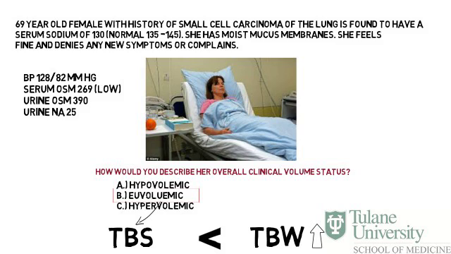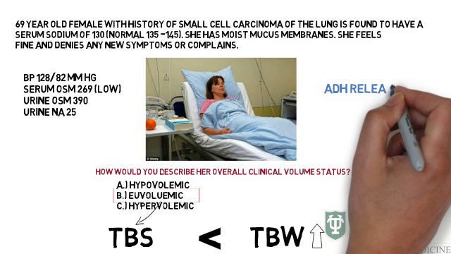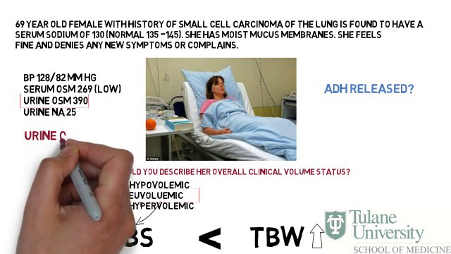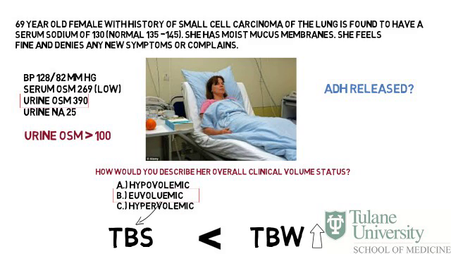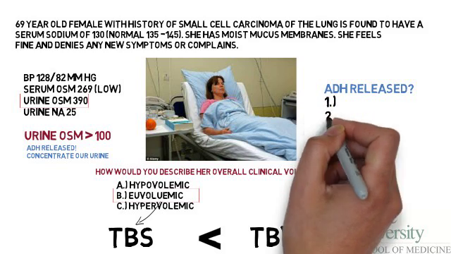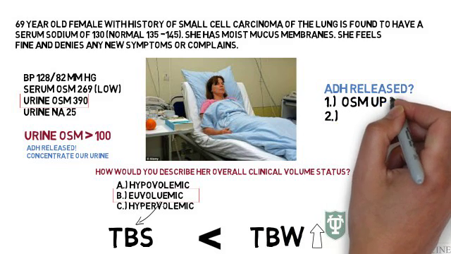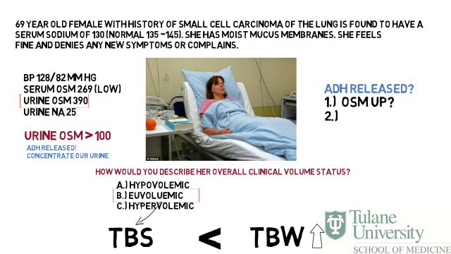Next question is, is ADH released? And again, we can look at the urine osms. We see that it's 390, which is elevated. Again, anytime the urine osms are greater than 100, we know that we're able to concentrate our urine and reabsorb water. So let's find out why ADH is released in this case. So first, the question is, are her osms increased?